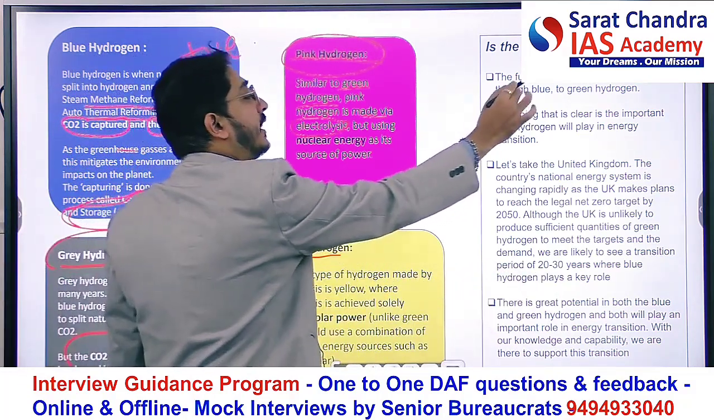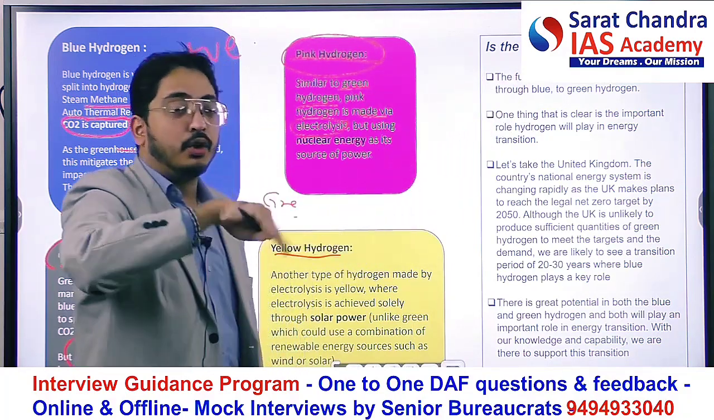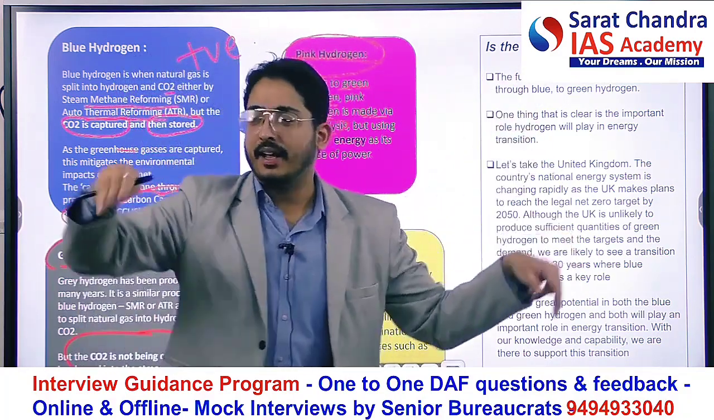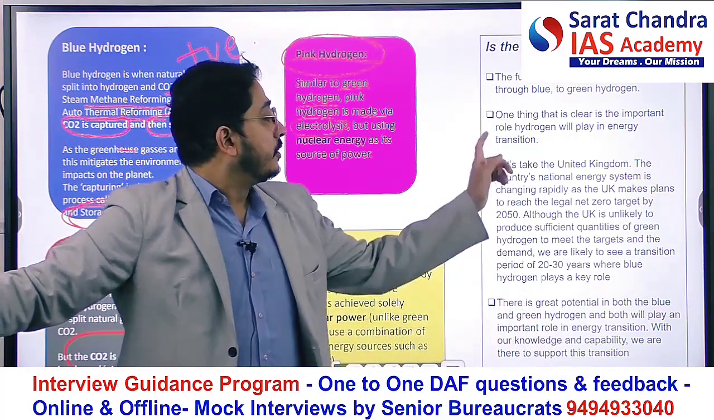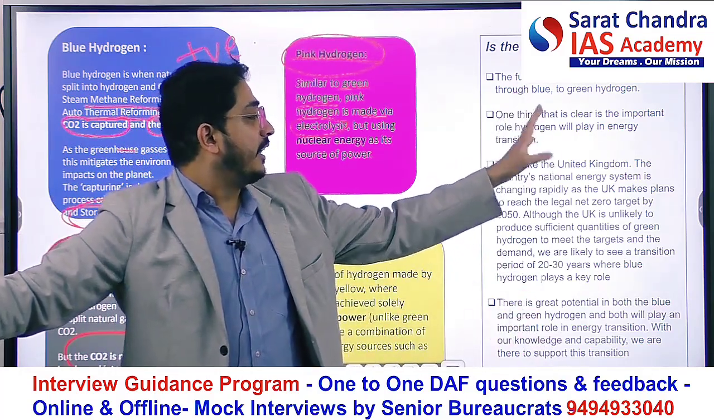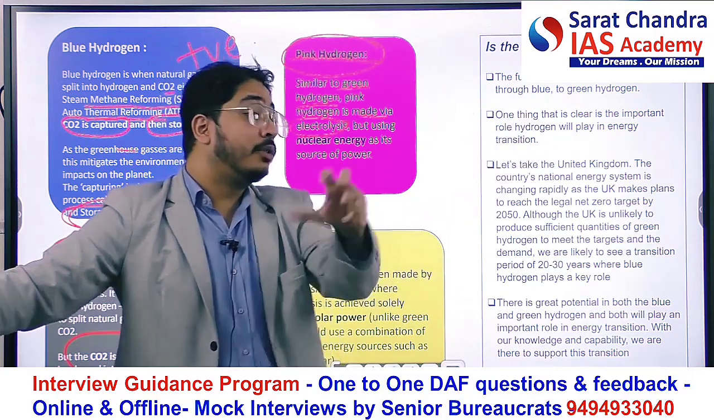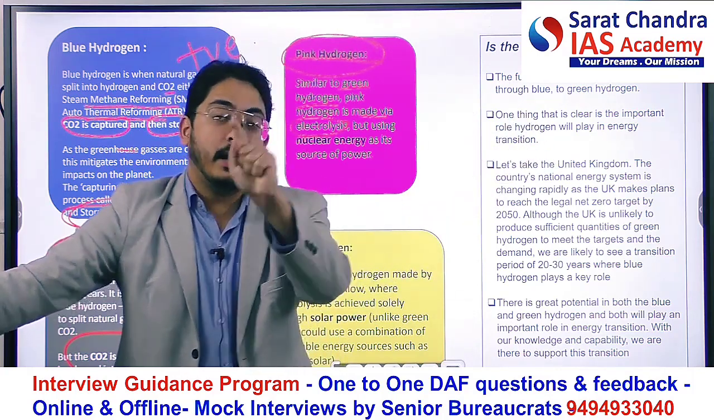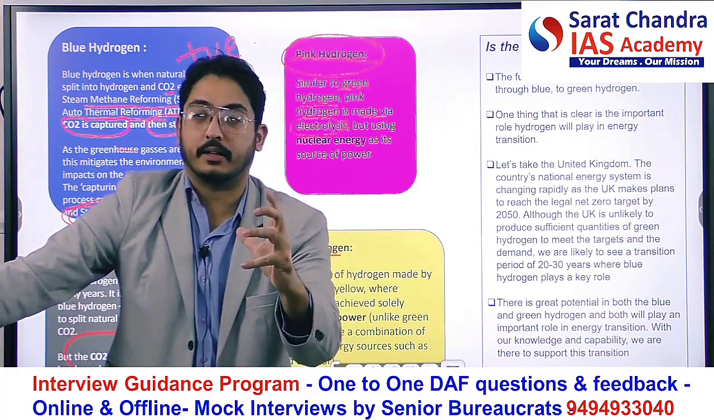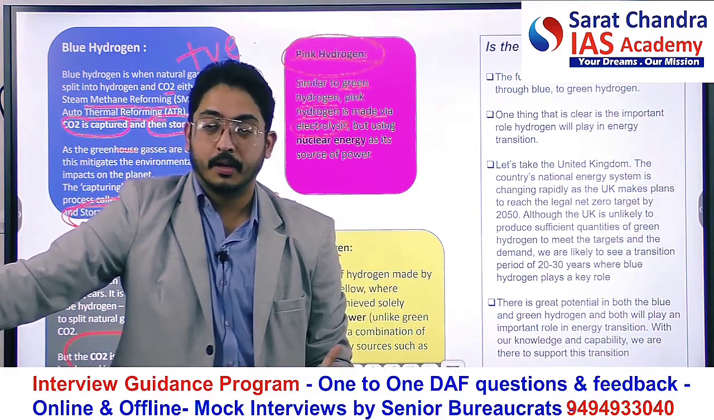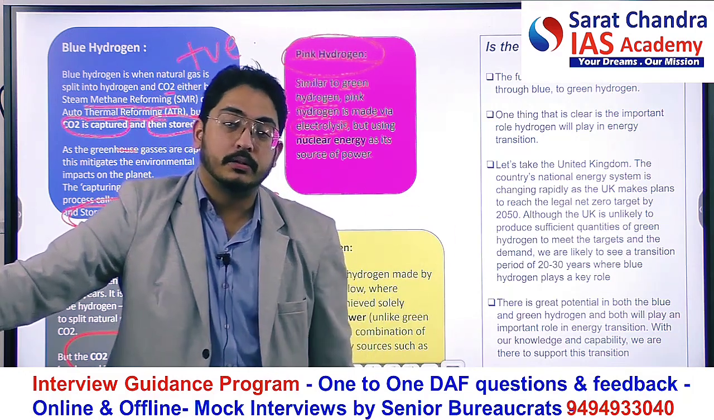So, the future is a transition from gray through blue to green, and then, obviously, green is done means solar bhi ho jayega. Yellow, right? So, one thing is clear: the important role hydrogen is playing in our energy transition. This is purely a hydrogen subject, the topic we are covering. It is playing a very important role.